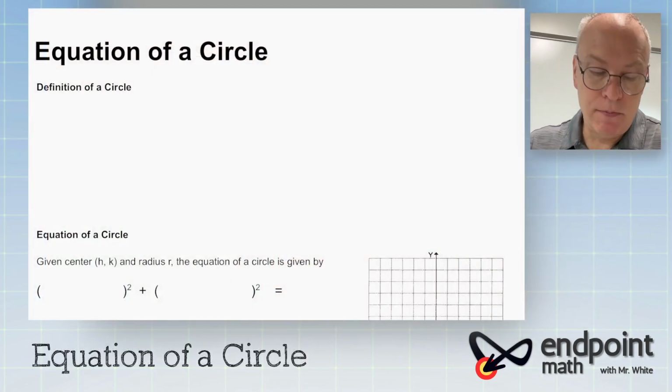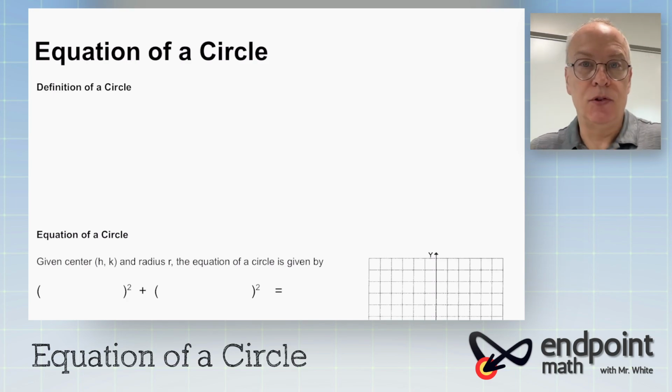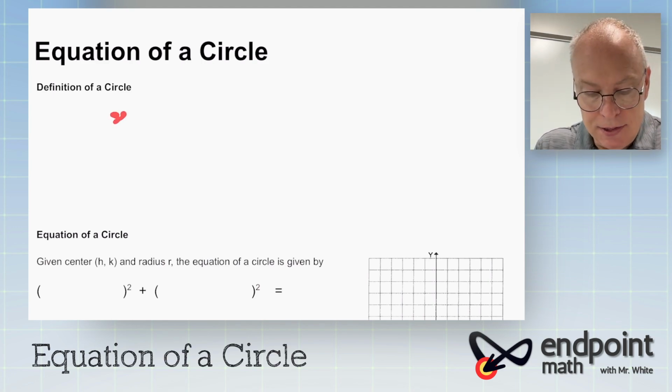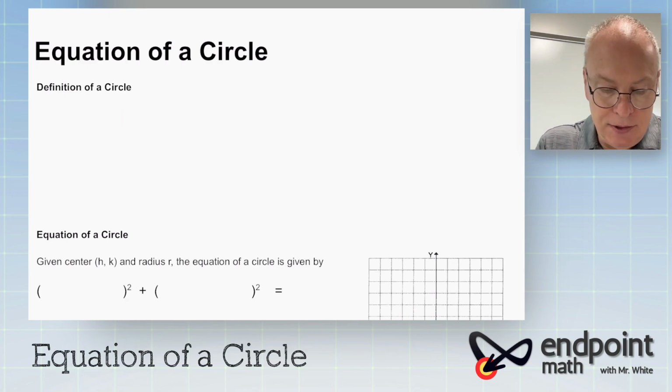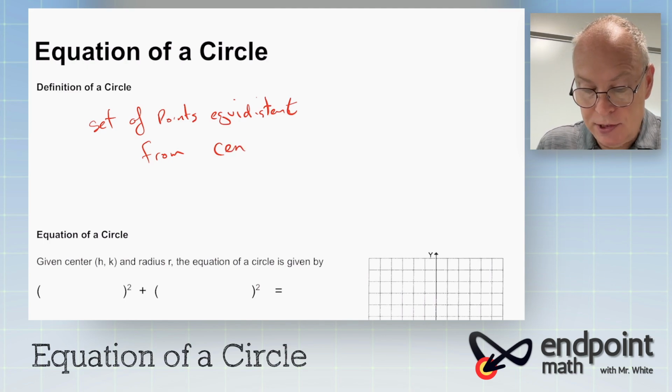Here's the document I have pulled up that we're going to go through. First of all, what is a circle? What's the definition of a circle? I imagine we could define it many different ways, but it's a set of points equidistant from a given point. And we're going to call that given point the center, of course.